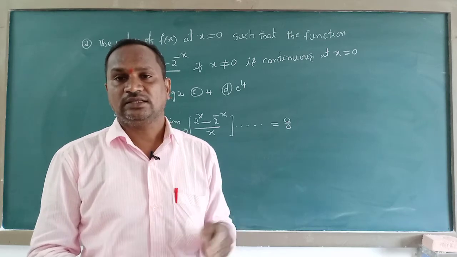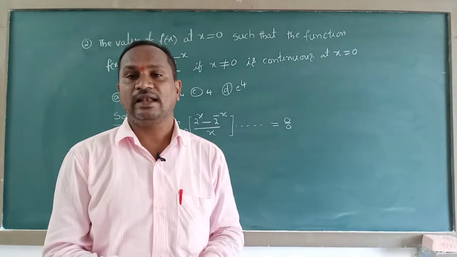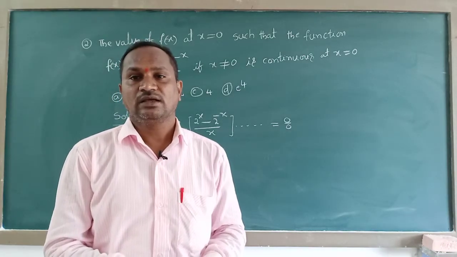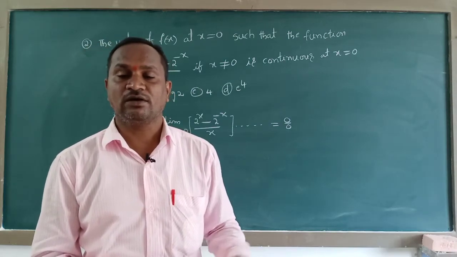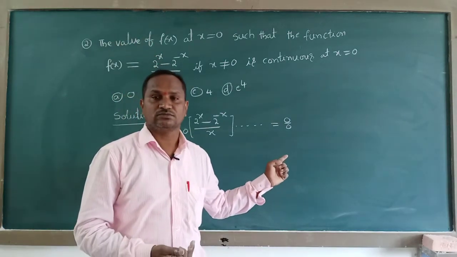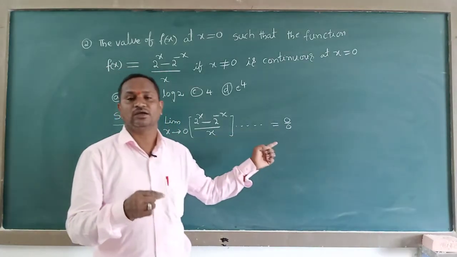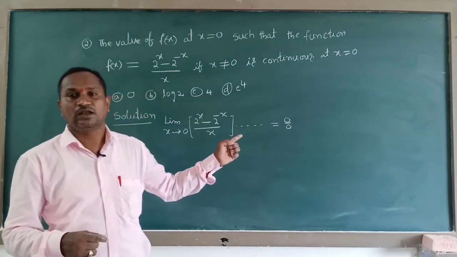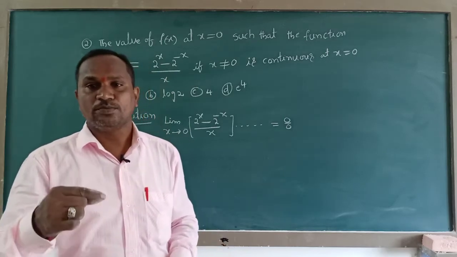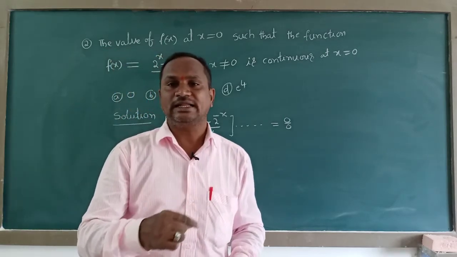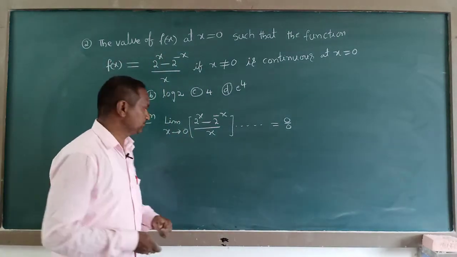Generally, in competitive level examinations, we apply LHR, that is the L'Hospital rule. We are applying the L'Hospital rule here because we got a 0 by 0 form. L'Hospital rule means we must take differentiation of both the numerator and denominator separately. I will show you now how we do that.